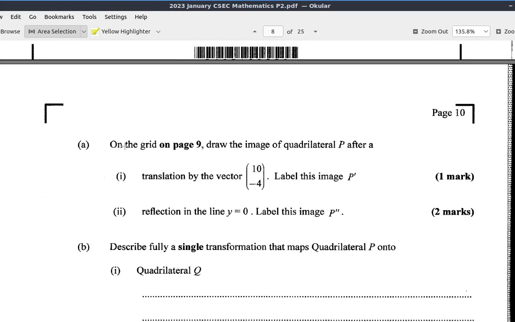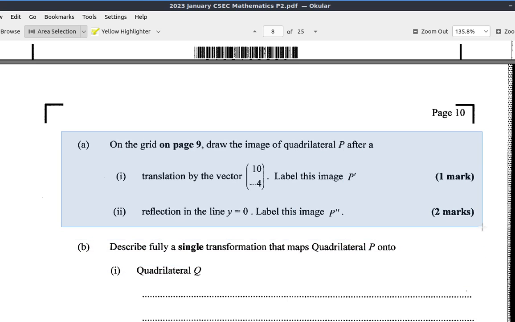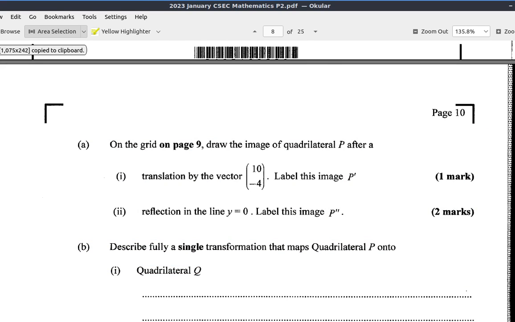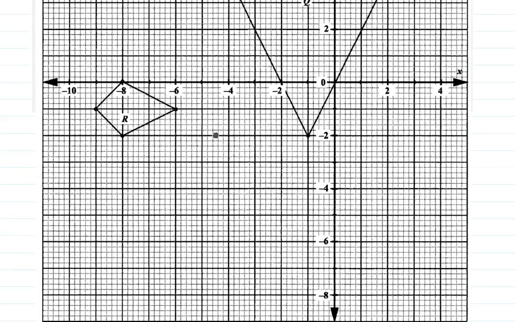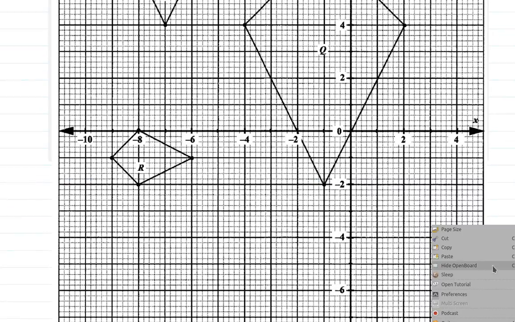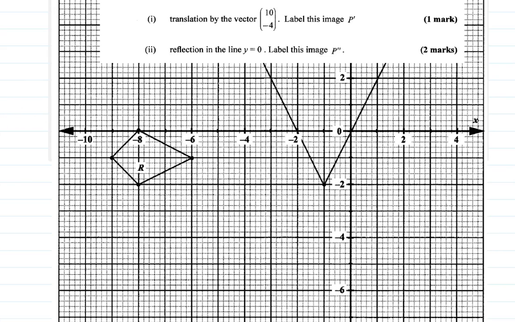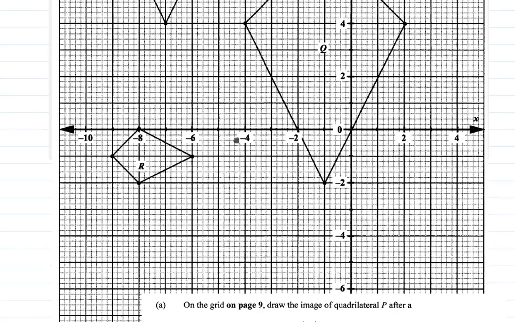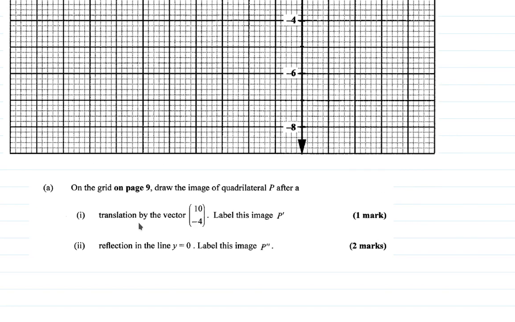Let's see. On the grid on page 9, draw the image of quadrilateral P after a translation by the vector (10, negative 4) and label it P prime. Alright, let me just copy this part of the question and paste it over here. I copied the graph already, as you can see. Paste. We drag this down here and see what is going on.